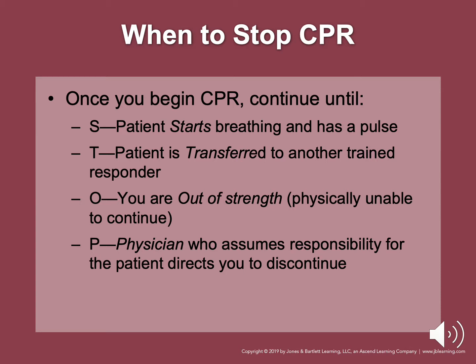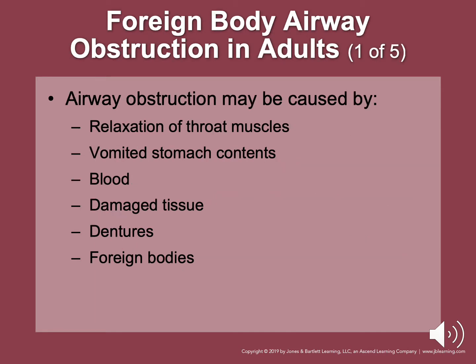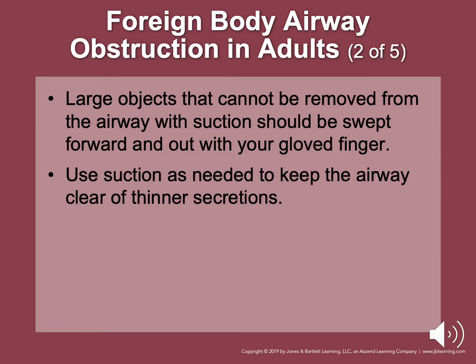All right, airway obstruction may be caused by relaxation of the throat muscles, vomiting, stomach contents, blood, damaged tissues, dentures, and foreign bodies. Large objects that are visible but cannot be removed from the airway should be swept forward and out with your gloved index finger. Suctioning can be used as needed to keep the airway clean of thinner secretions.